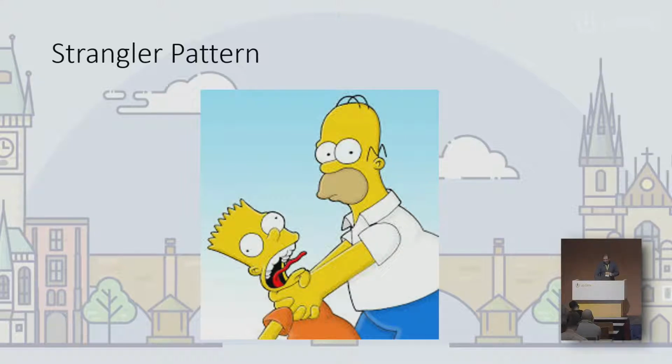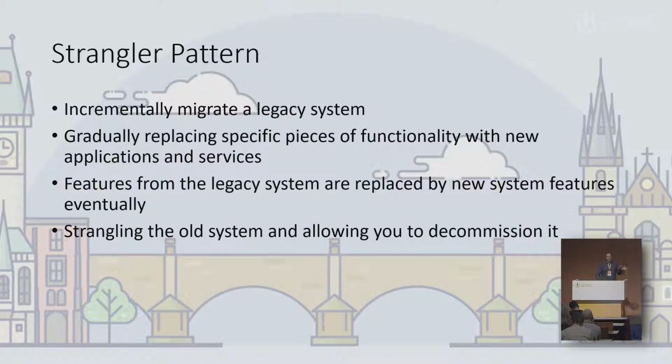So that's the Strangler pattern. What's the Strangler pattern used for? Incrementally migrating a legacy system. A lot of you probably work on legacy systems. It's a way to migrate to a new system, gradually replacing features, if you want, with a new system.